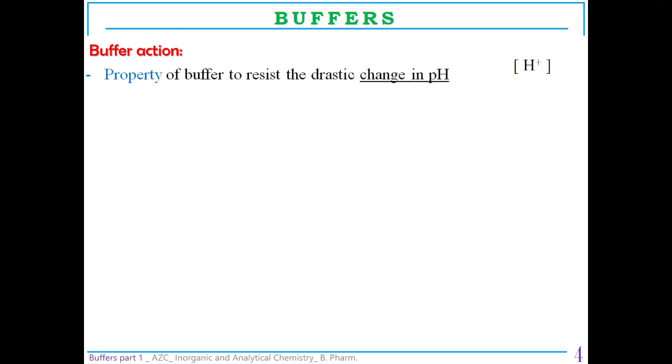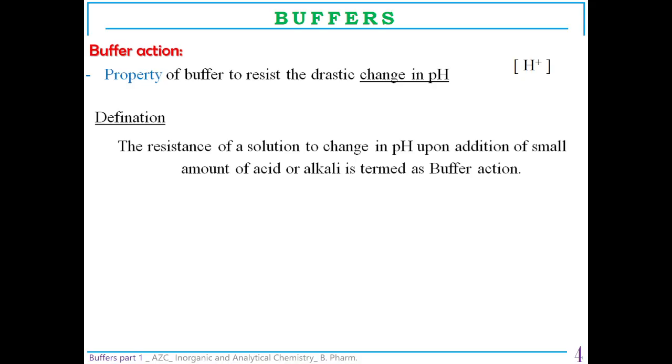Buffer action. It is the property of buffer to resist the drastic change in pH, that is, drastic change in hydrogen ion concentration. Definition of buffer action: the resistance of a solution to change in pH upon addition of small amount of acid or alkali is termed as buffer action.